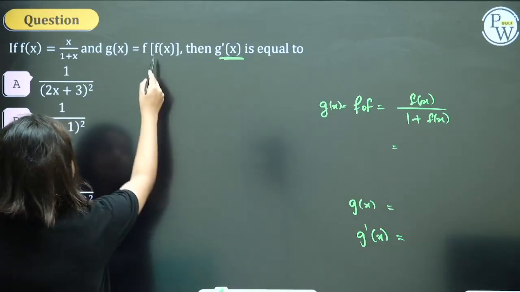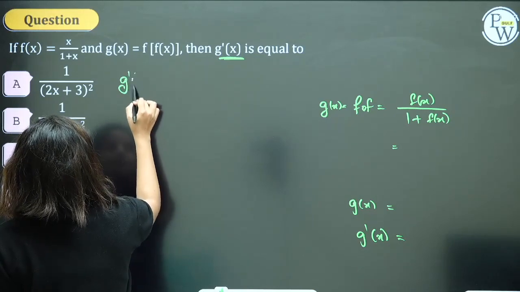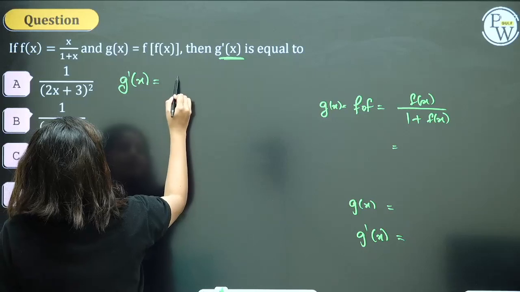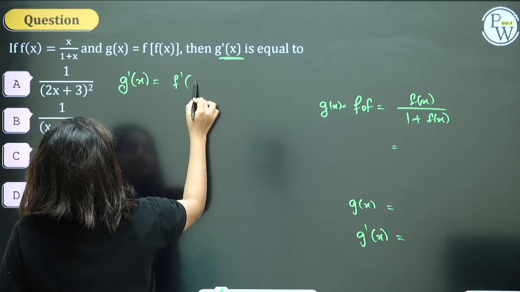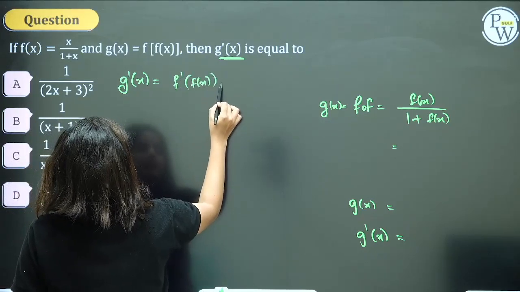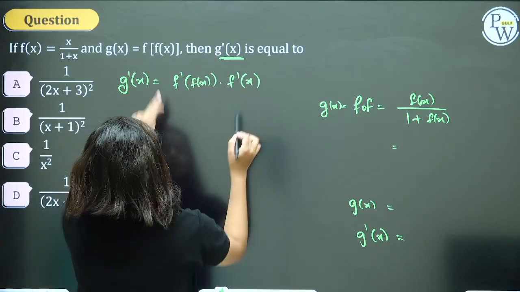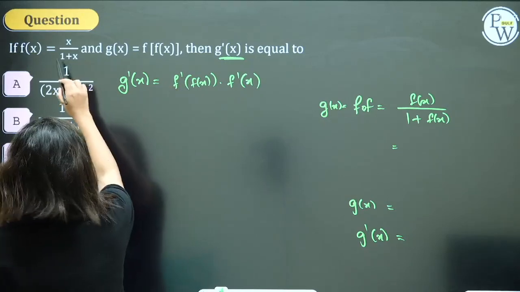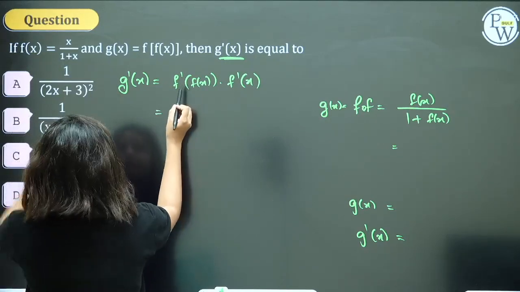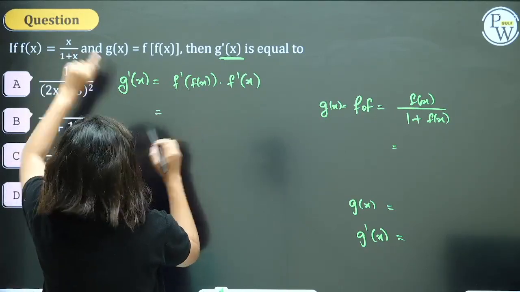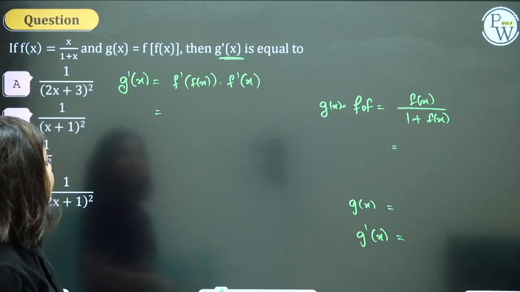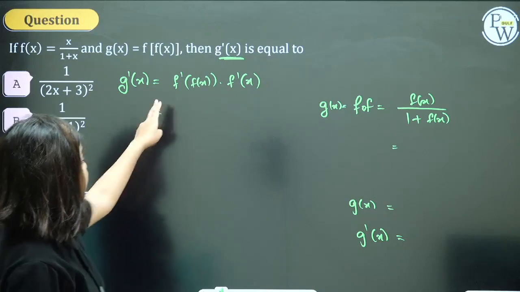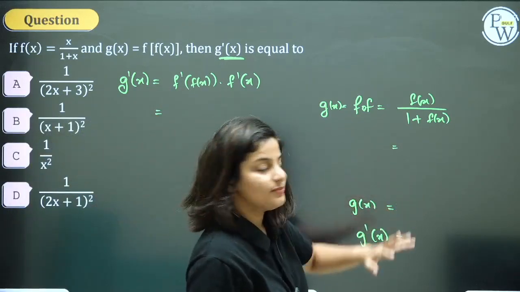The other way is using the chain rule. If I have to differentiate this function, first I will differentiate the outer function, f dash of f of x, into the derivative of the inner function, f dash of x. So f dash of f of x, what is the derivative of f of x? Write down the derivative of f of x. Okay, f of f anyways we have to find.